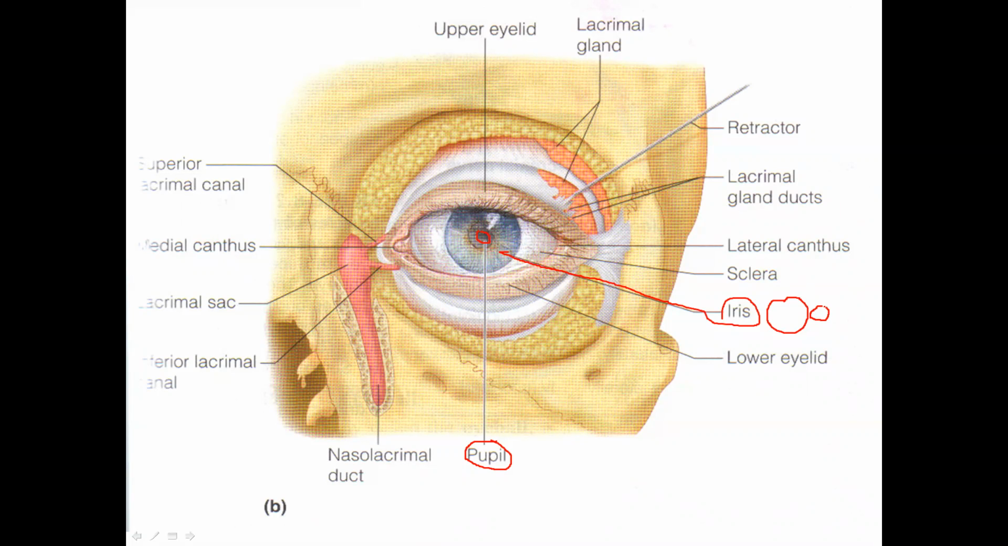Okay, so if the iris is more constricted, it makes the pupil look smaller. If the iris is more open, it makes the pupil look bigger. Okay, the white of the eye is the sclera.